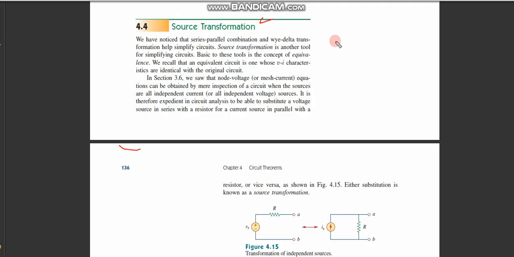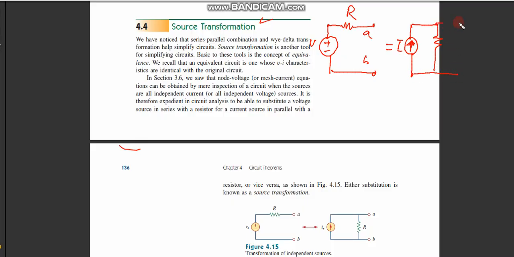The rule is that for a given circuit, if it has a voltage source with a resistance R in series, then in terminals AB it can be equivalently represented as a current source with a value V over R, with the current direction towards the positive, and the resistance R connected in parallel with the current source. These are your terminals.